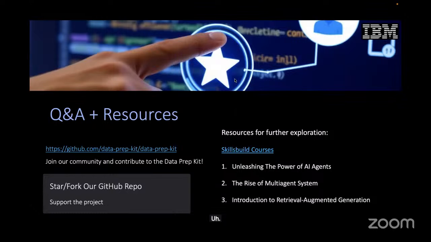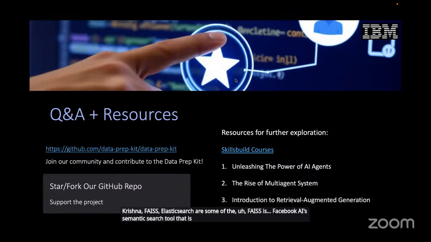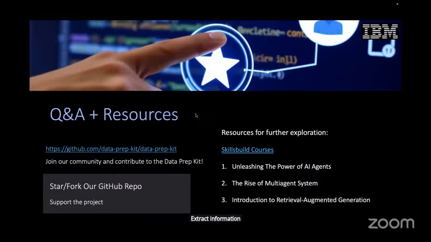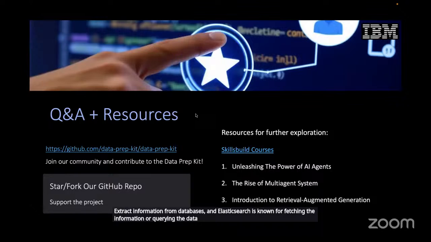Krishna, FAISS and Elasticsearch are some of the tools. FAISS is Facebook AI's semantic search tool that is used for searching things. Elasticsearch is also more or less fetching information. It's a tool again that is used to extract information from databases, and Elasticsearch is known for fetching information or querying data in a very rapid form.